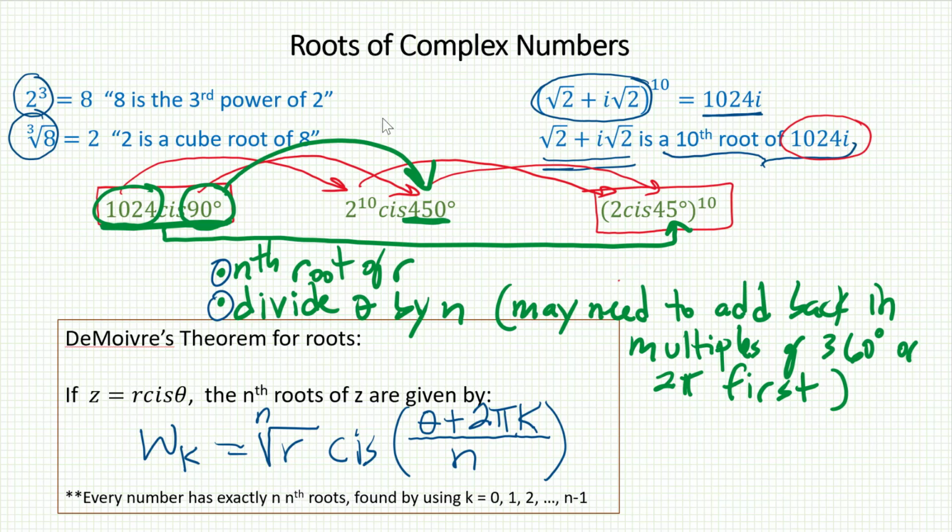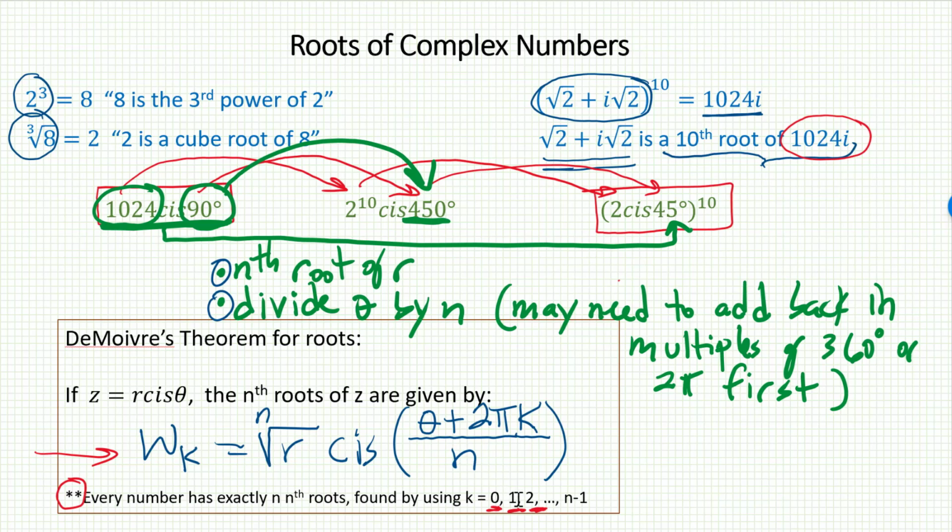Now, take a look at this note at the bottom because this is very important. It turns out every number has exactly n nth roots, meaning exactly 2 square roots, 3 cube roots, 4 fourth roots, etc. And you can find all of them using this same formula by simply putting in different values for k. Remember, the k was that multiples number. So start with k as 0. If you fill in k as 0 right here, you won't even be having any multiple of 2 pi. That would be the simple case where you just take your angle and you divide it by n.